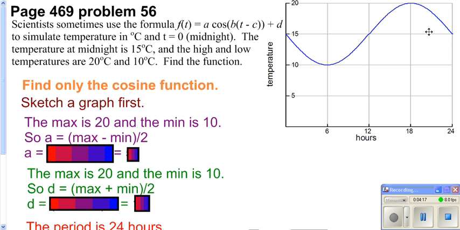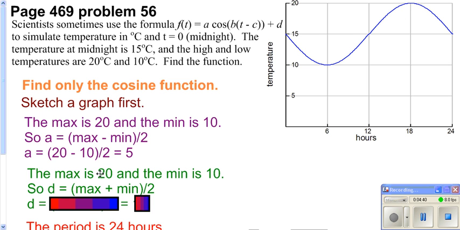Having this graph gives us a visual of what's going on. You can see that your maximum is 20, your minimum is 10, so we can use our formula for A, max minus min divided by 2, and then we end up getting 5. And you can see from your graph, you go 5 units down and 5 units up from that horizontal line that cuts it in half.